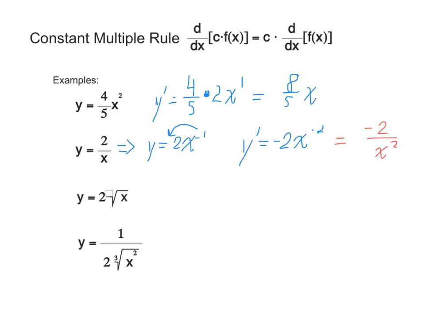The next one has a radical in it, so it also has to be rewritten. This could be rewritten as 2x to the 1/2. Okay, so according to the power rule, the 1/2 comes down in front. The constant multiple rule tells me to multiply those two numbers together. 2 times 1/2, or 1. I'm then going to subtract 1 from the exponent. 1/2 minus 1, which is negative 1/2.